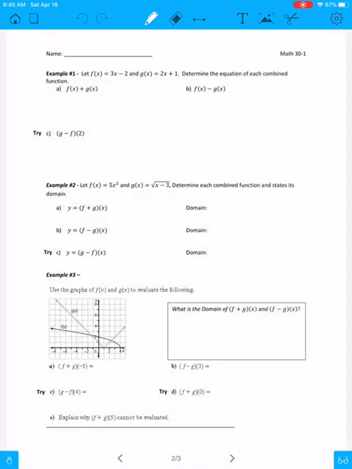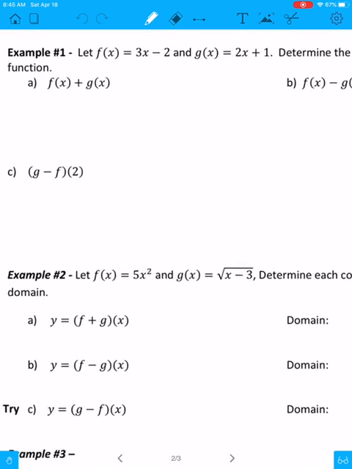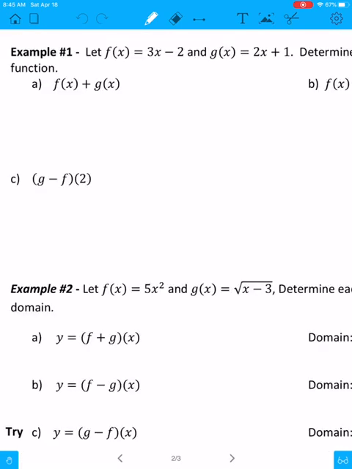So let's look at example 1. Example 1 states that f of x equals 3x minus 2 and g of x equals 2x plus 1. Determine the equation of the combined function. So we want f of x plus g of x. Okay, so I'm going to scroll this up. f of x plus g of x is going to equal 3x minus 2 plus 2x plus 1. Now, if I did g of x plus f of x, it wouldn't change it. I would get the exact same one. So if I have the order wrong with f of x plus g of x or g of x plus f of x, I will get the same equation.